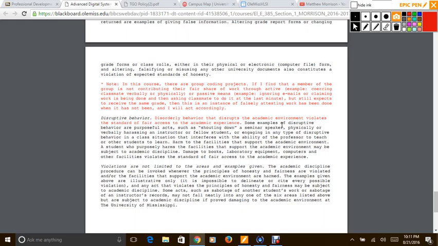And last and certainly not least, disorderly behavior that disrupts the academic environment violates the standard of fair access to the academic experience. If you come in and you're constantly berating people and constantly trying to ask me obnoxious questions, or doing so in a way that is shouting me down or doing things like that, you are not only being academically dishonest, but you're actually hurting your other classmates because they paid money to gain access to that education. So you're actually hurting those students while doing so.